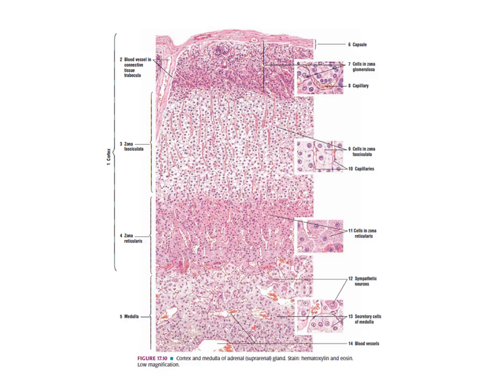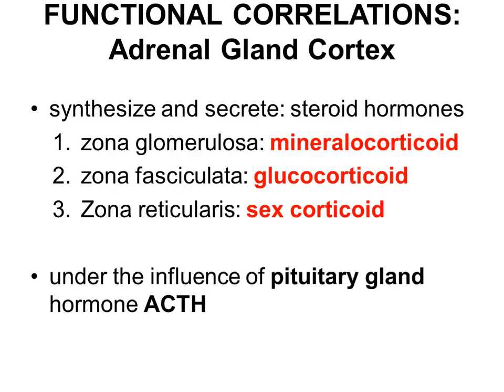They secrete glucocorticoids, cortisol, and so on. In the reticularis, you can see the lipofuscin granules and a network of cords which give a reticular appearance. We'll come to the functional correlations, when we correlate the hormones secreted by these three layers.